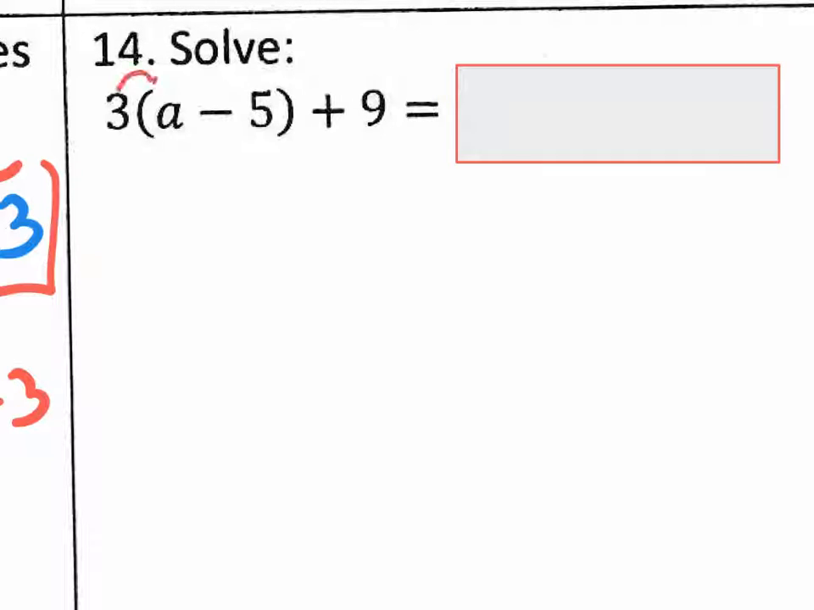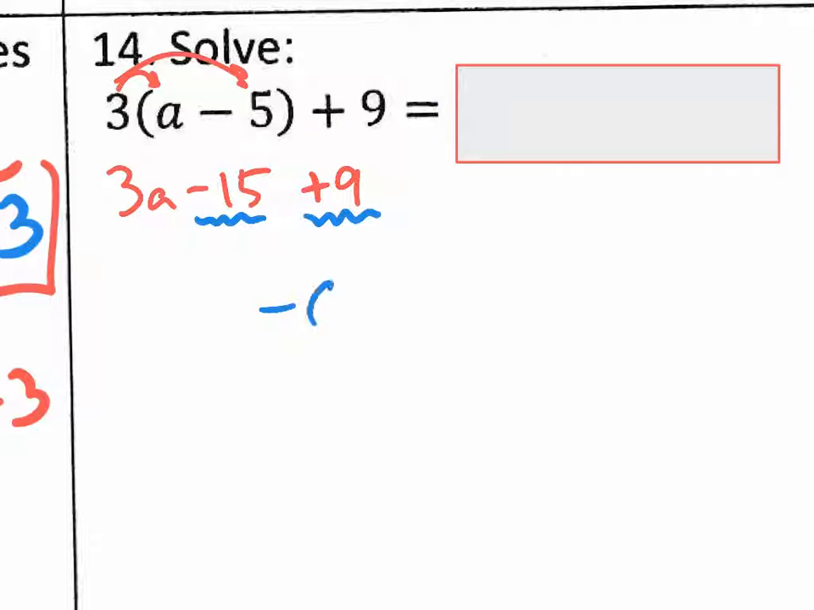Let's distribute 3 times a, that's 3a, 3 times negative 5, that's negative 15. Bring down the plus 9, and then combine like terms. The negative 15 and the plus 9, what do I get? Negative 6. So we have a 3a minus 6, and that's all we could do on the left side.